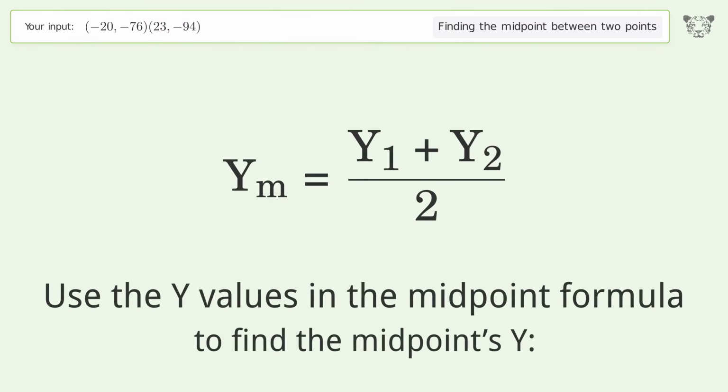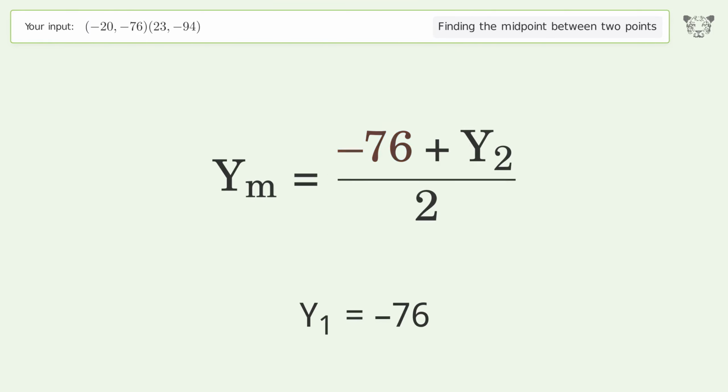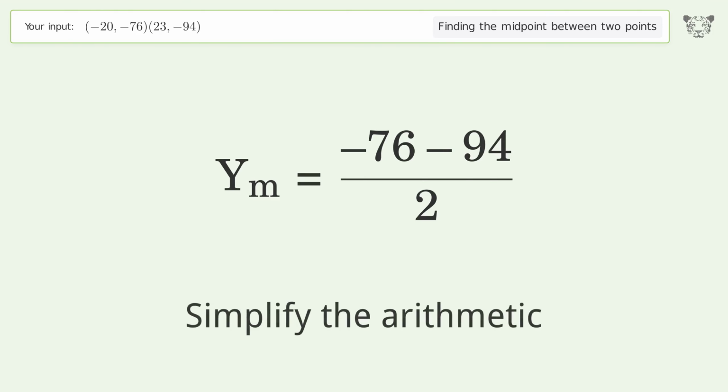Use the y values in the midpoint formula to find the midpoint's y. y1 equals -76. y2 equals -94. Simplify the arithmetic.